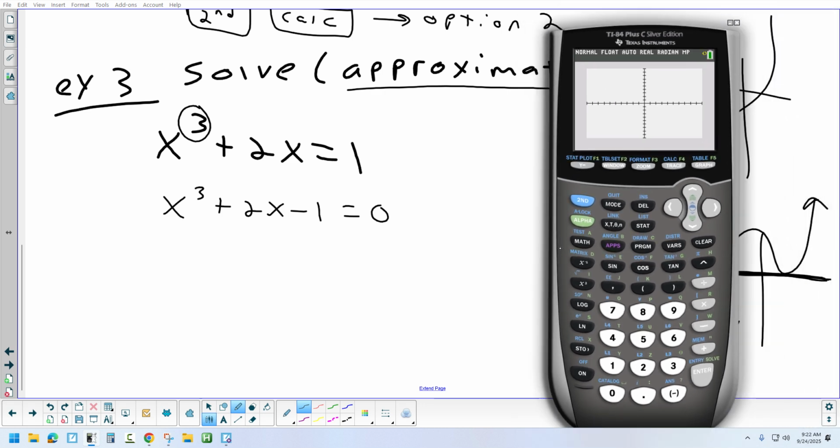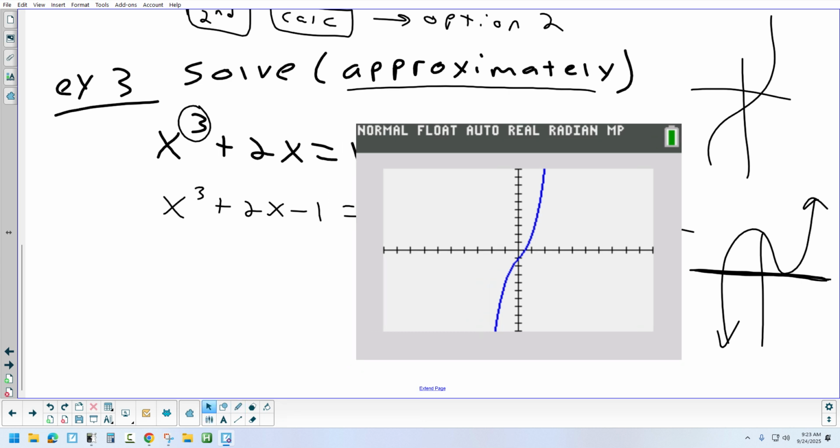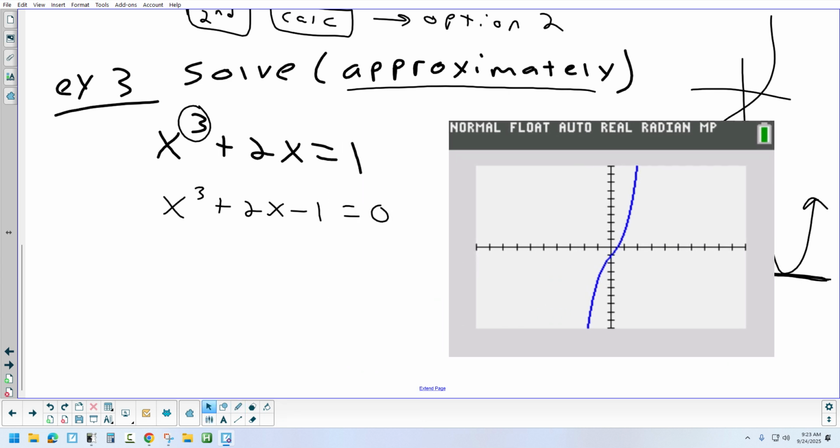So I'll do zoom 6. All right, and this is the kind of cubic where it starts to think it wants to turn a little bit, and then it never does. Okay? So that is a complete graph. So you're seeing everything you're going to see. So how many times does this one cross the x-axis?